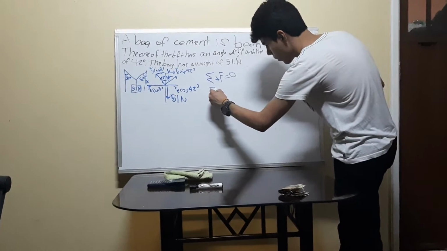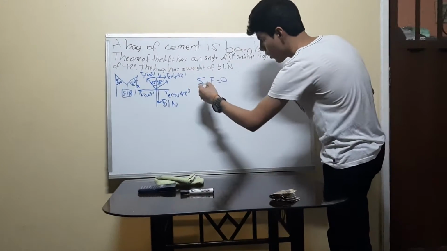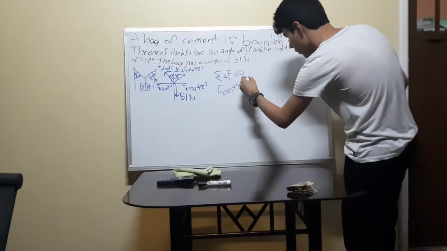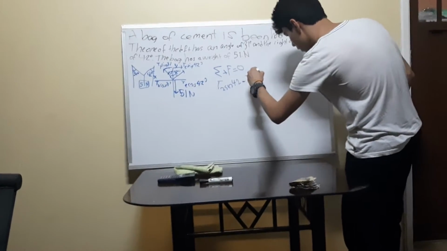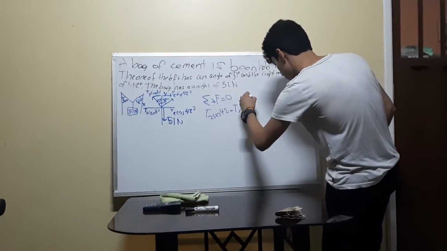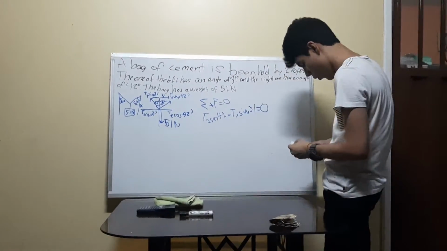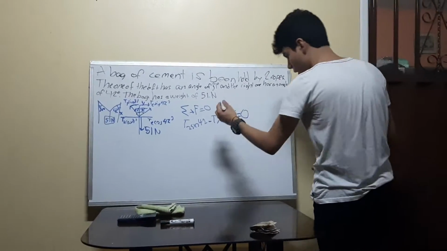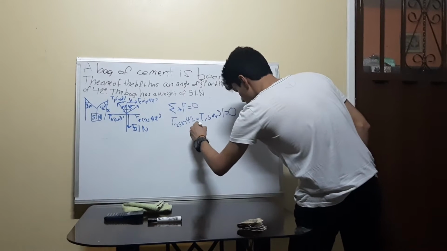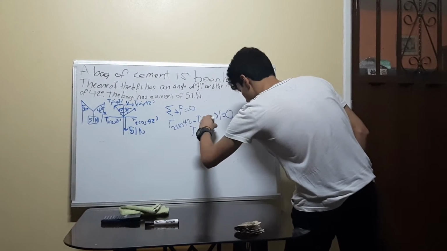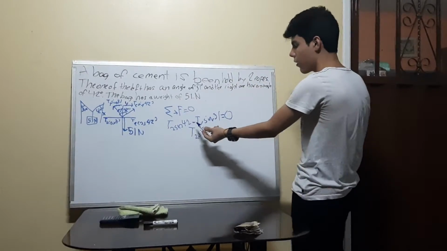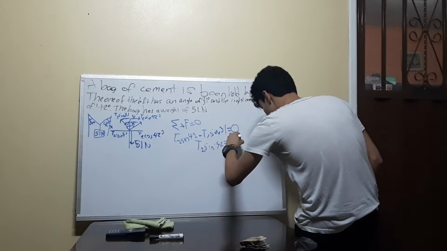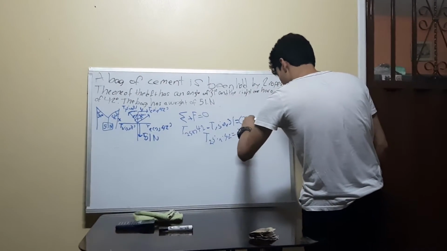T2 sine of 42 minus T1 sine of 31 equals 0. If we analyze this, we can see that we have one positive and one negative. So we're going to copy the first one that is positive, T2 sine of 42. And this one, because it's negative, if it goes to the other side, it passes to positive. So that will be T1 sine of 31.